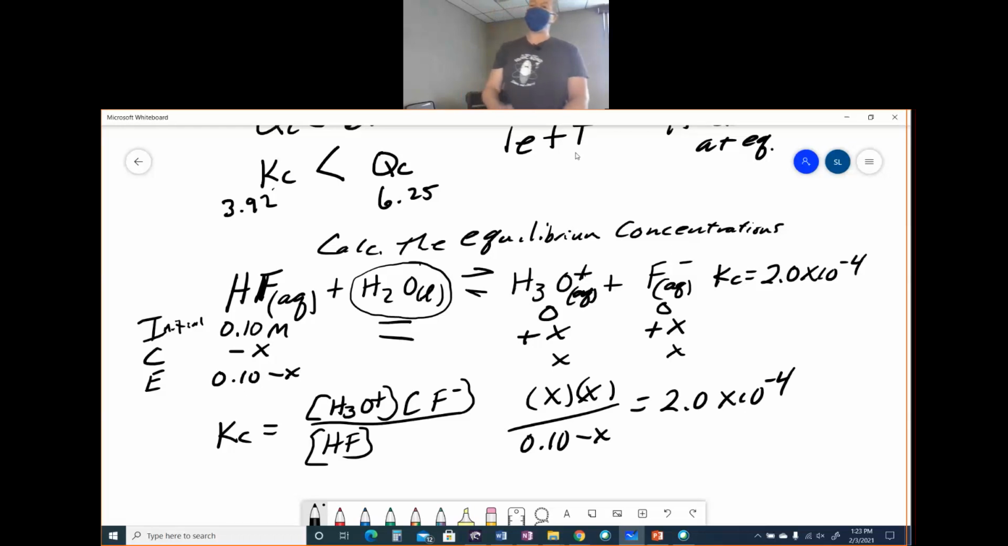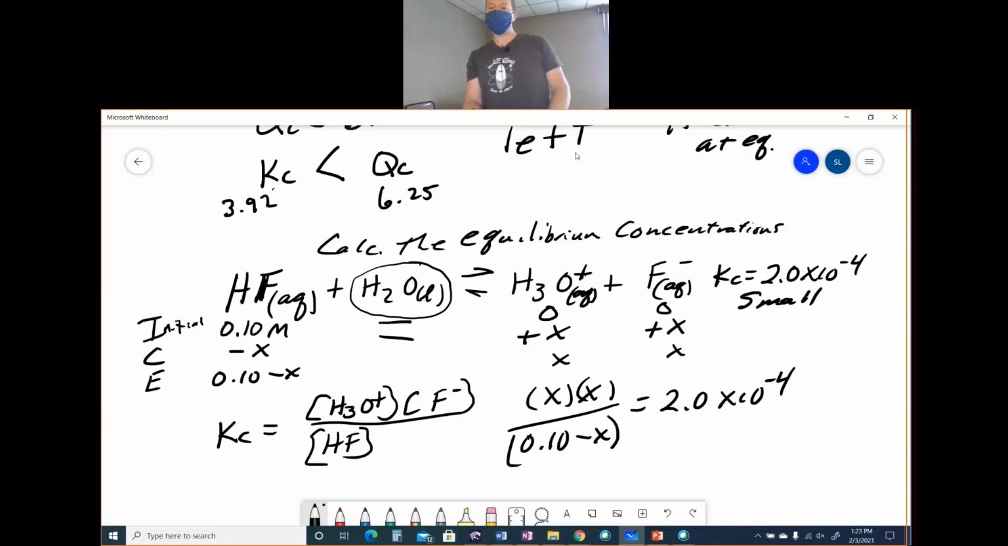And so here, unless it said you had to do successive approximations, you have your choice. You can multiply it out, get your A, B, and C, and put it into the quadratic equation. But I see that my Kc is small.